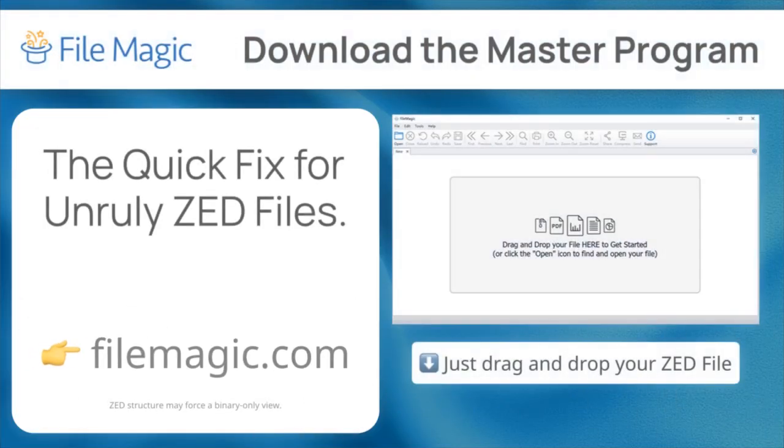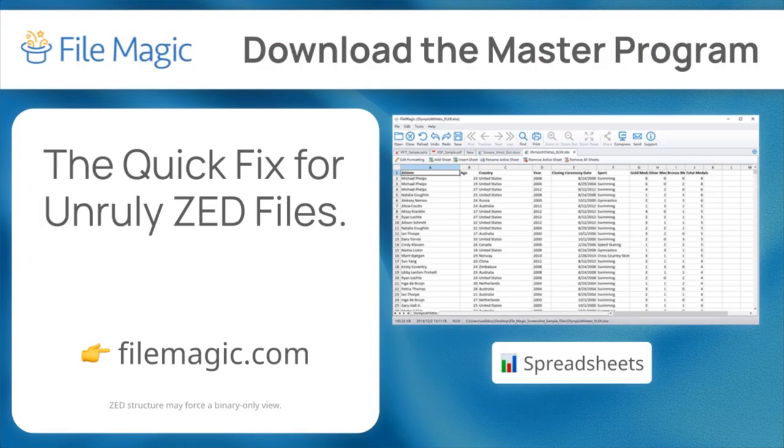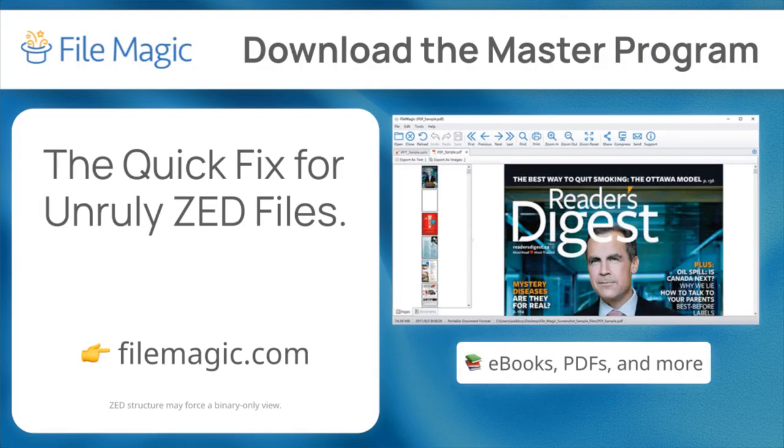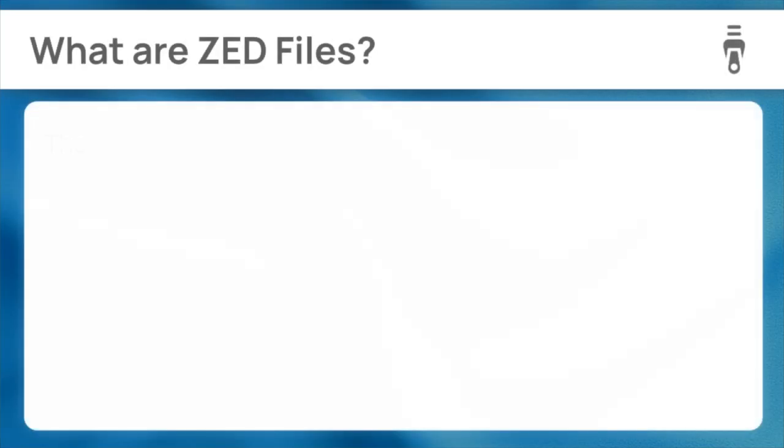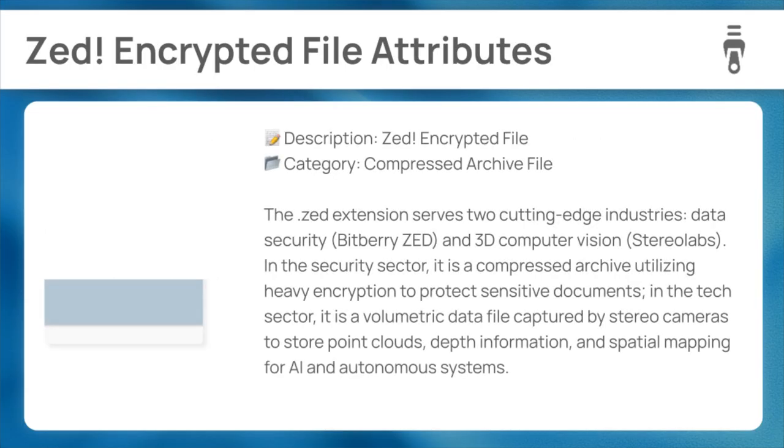I always keep a magic software utility on standby for the toughest ZED files. That's our guaranteed solution if the initial steps don't work. In the hierarchy of files, the ZED is categorized under the compressed archive file grouping. Its metadata is consistently defined by the ZED Encrypted File type. The ZED extension serves two cutting-edge industries: data security, Bitberry ZED House, and 3D computer vision, Stereolabs.